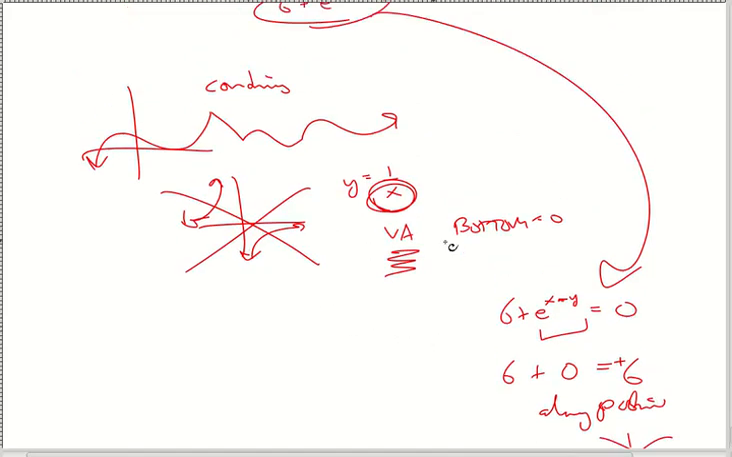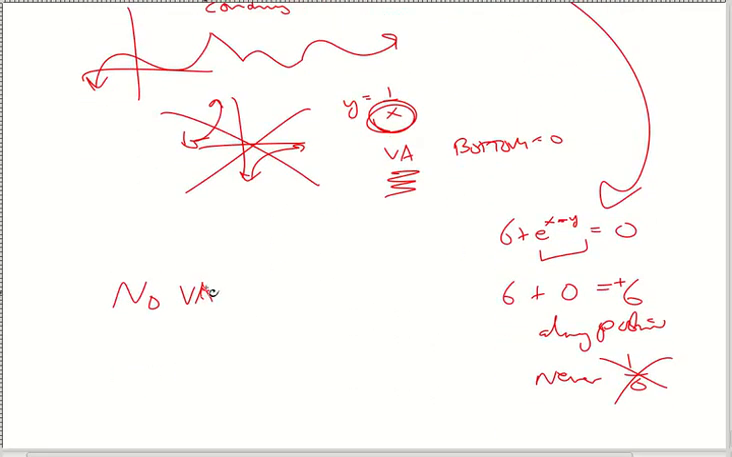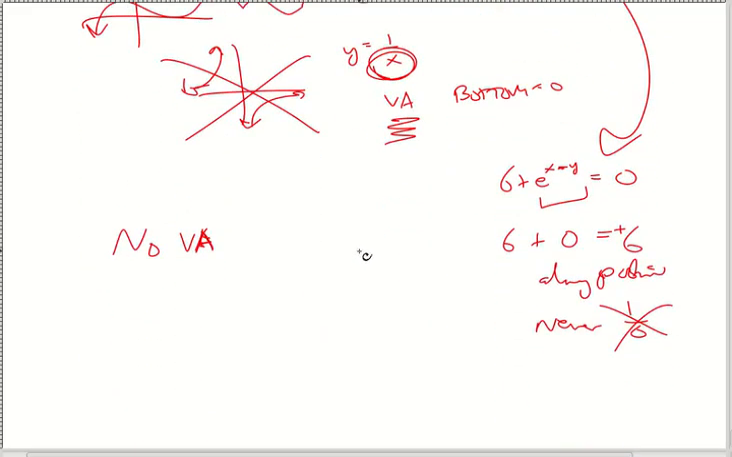There are no vertical asymptotes. Let's go and look for other domain restrictions in case. Is there any square roots? Nope. Is there any natural logs? Nope. Nothing's going to stop me from being continuous. Therefore, it's continuous on all real numbers on the xy plane. Again, that's a double-line R, and a little square means the xy plane.